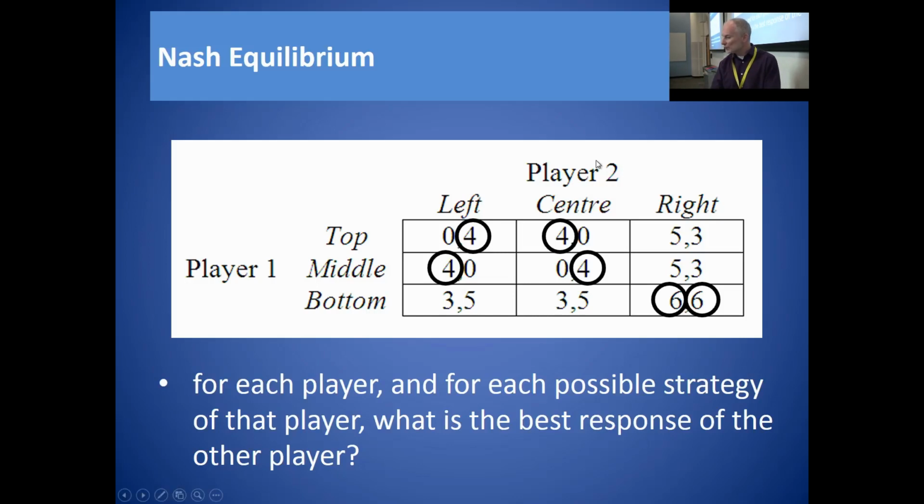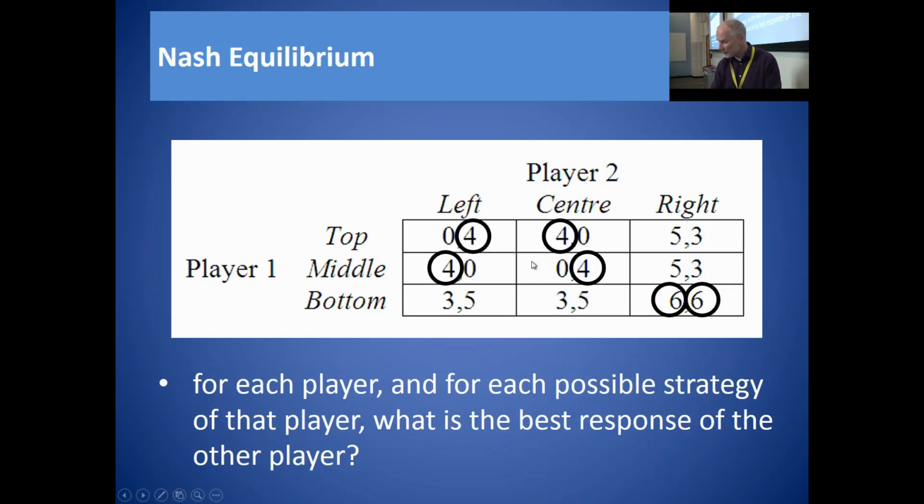Well, if player 2 is choosing centre, would player 1 want to remain choosing middle? Yes or no? No. Because if they remain choosing middle, they get a payoff of 0, whereas player 1 would have an incentive to deviate. If they chose top instead of middle, the outcome would go from 0 to 4. And so does player 1 have an incentive to deviate? Yes.